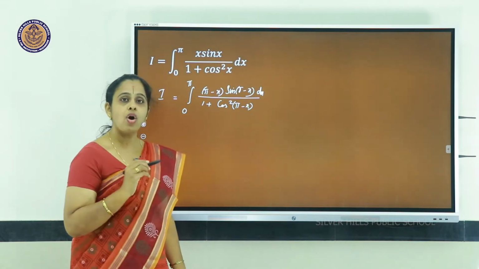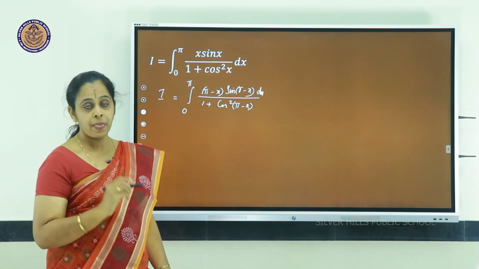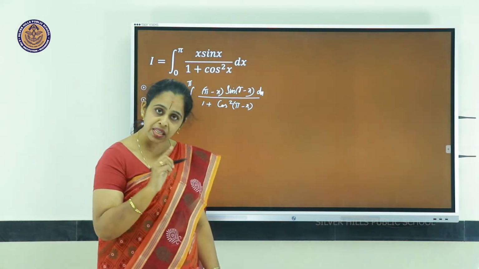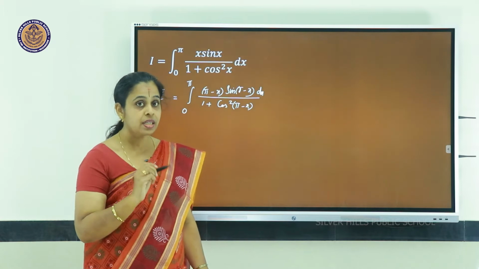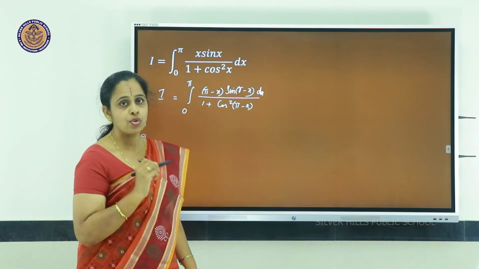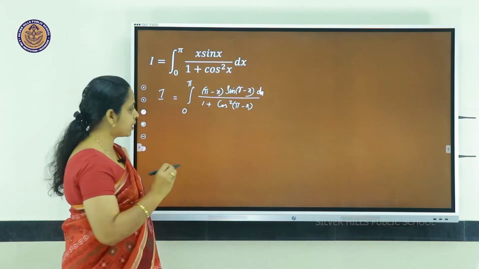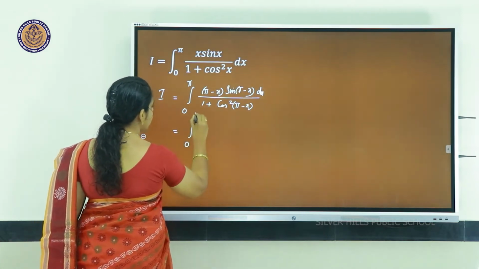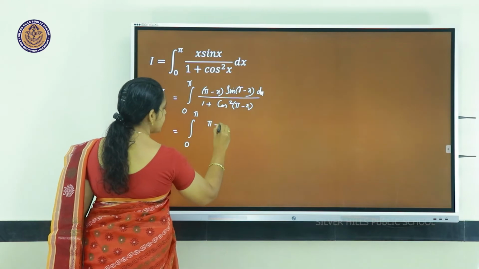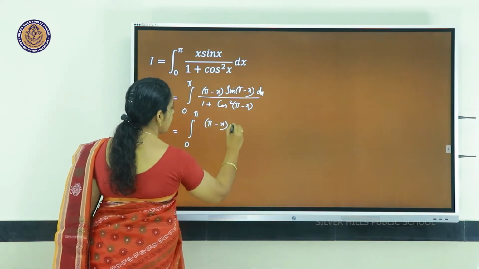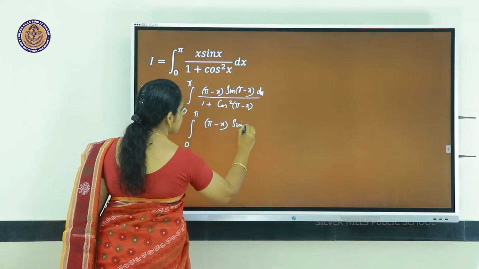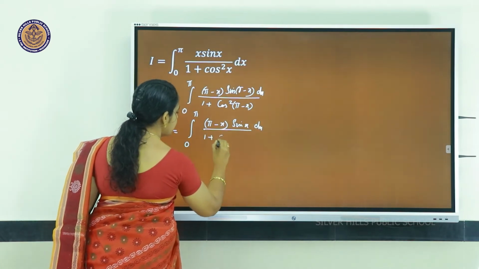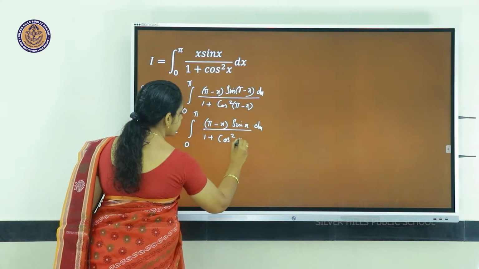Denominator, cos(pi minus x). In the second quadrant, cos(pi minus x) will become minus cos x, but it is squared here, so it will become positive. So, let us write equal to integral 0 to pi (pi minus x) sin x dx whole divided by 1 plus cos square x.